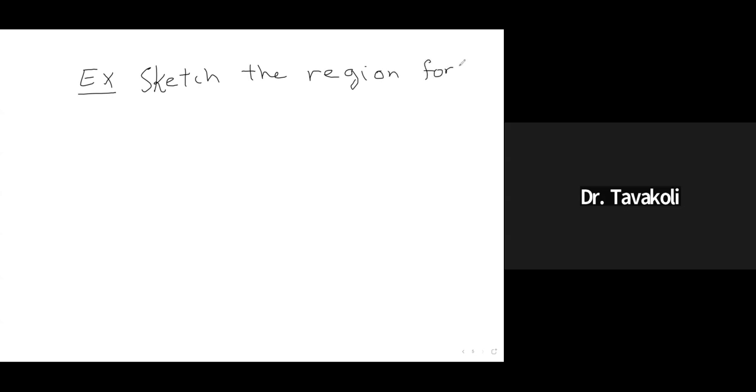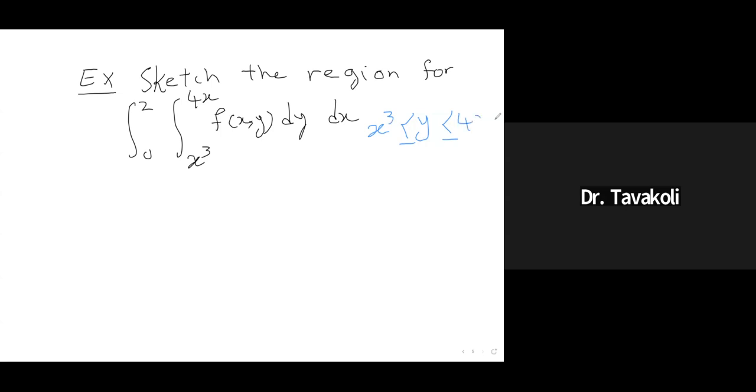For this double integral, x runs from 0 to 2, y runs from x cubed to 4x, for some function f of x and y, and dy dx. So here the region that I have is that y is between these two functions, x cubed from below and 4x on the top. And x itself is between 0 and 2.